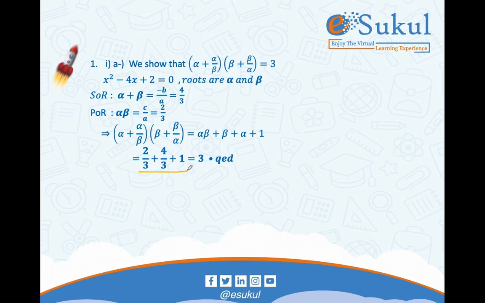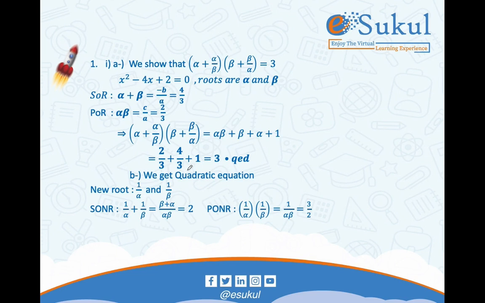task. In B, we find the new quadratic equation given the new roots, which are 1 on alpha, 1 on beta. So we remind ourselves that the sum of new roots will be alpha plus beta over alpha beta, which should be 2 when replacing the initial values, and the product of new roots, when multiplying them, we have 3 on 2 as a result.